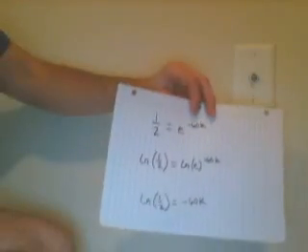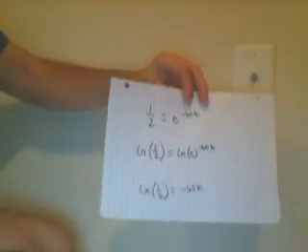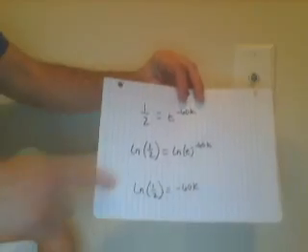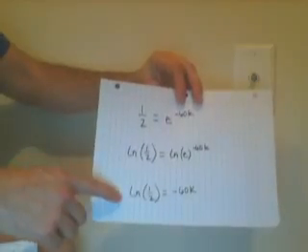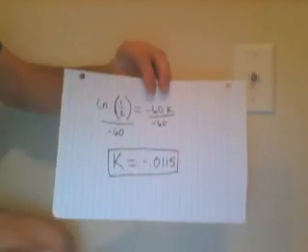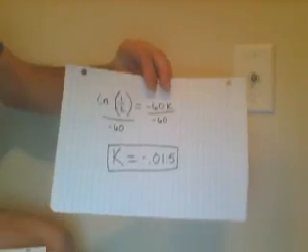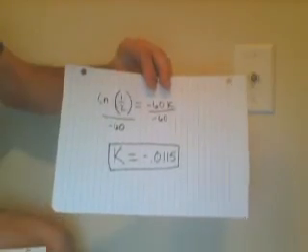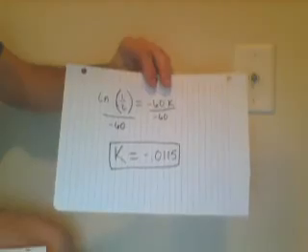So we know that the natural log of e is 1. So what we're going to do is take the natural log of both sides so we get the same base. That will give us the natural log of 1/2 equals negative 60 times K. And then if we divide both sides by negative 60, that will give us our K value, or our decay rate, which is negative 0.0115.